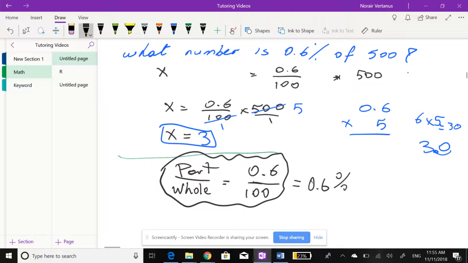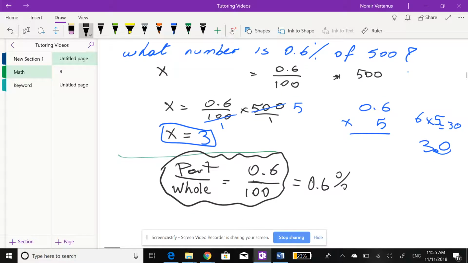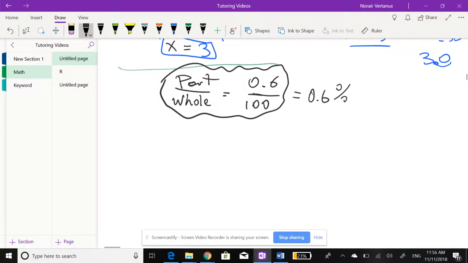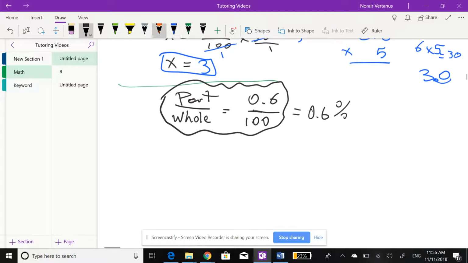And then we're going to set up the equation for that, right? But we know it's what number is 0.6% of 500. You see the numerator is smaller than the denominator, right? So part should be smaller than whole. It says what number is part of, like part of 500. So 500 is the whole. So in the denominator, you're going to write 500. Part is the unknown, x, equal to 0.6 over 100.